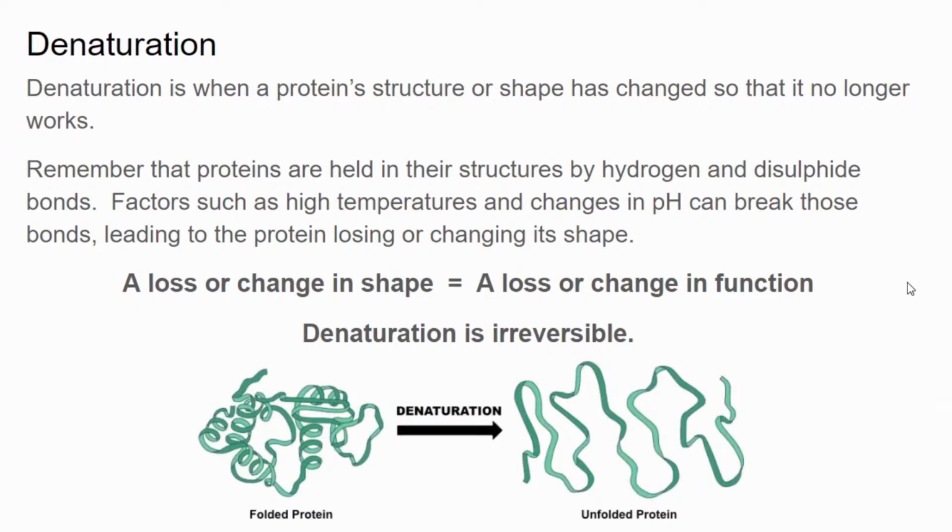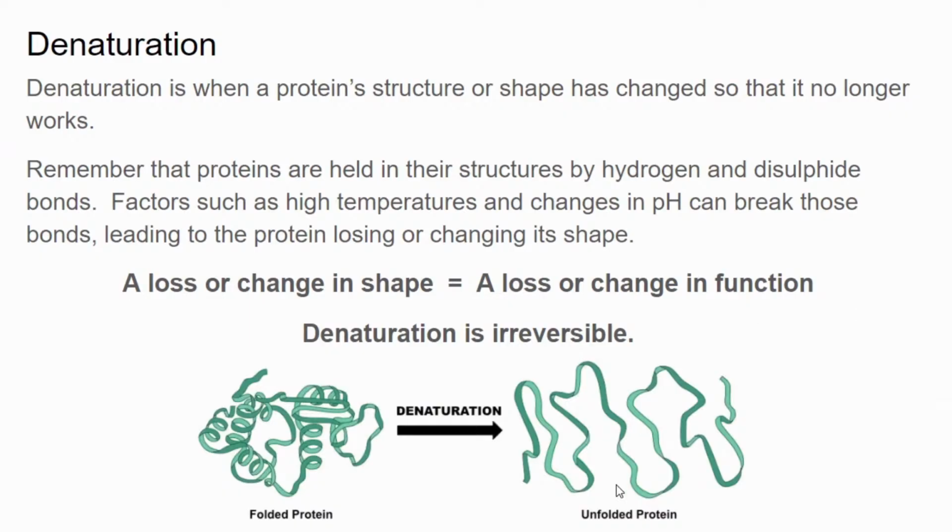All right, let's talk about denaturation. Denaturation is important for enzymes. It's when the protein structure or shape has changed so that it no longer functions. Remembering that a protein's function is determined by its shape, if we change the shape, that's going to have a massive effect on its function. Proteins are held in their structures by hydrogen and disulfide bonds.